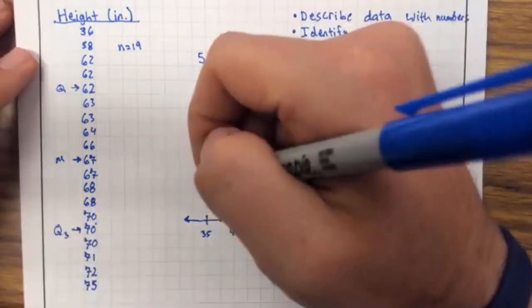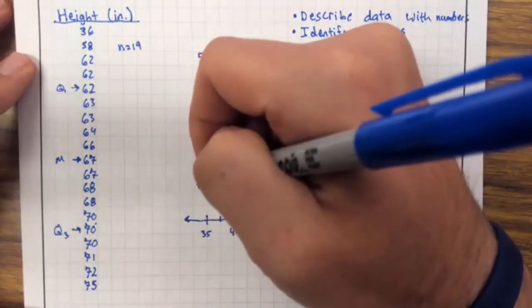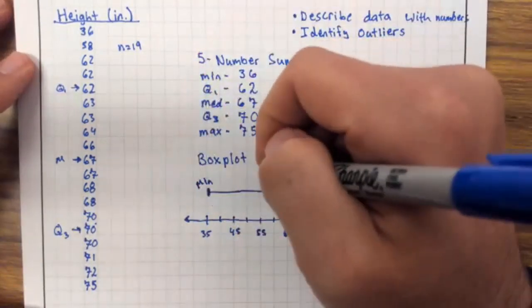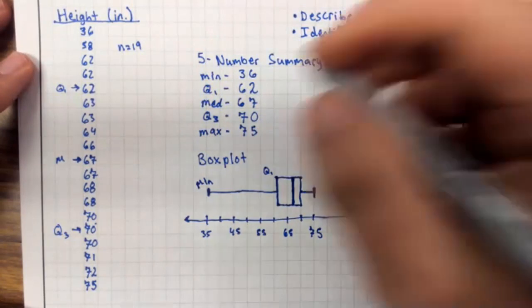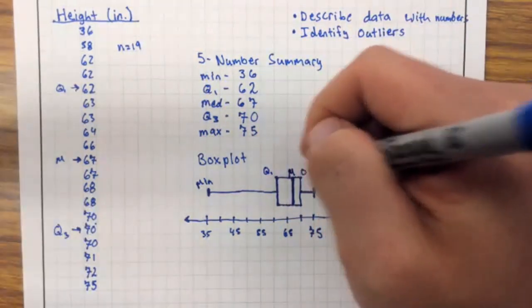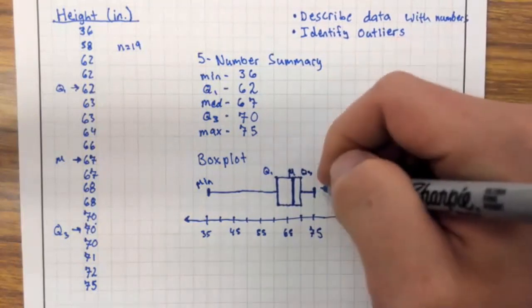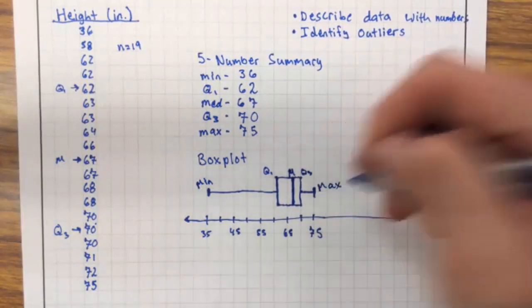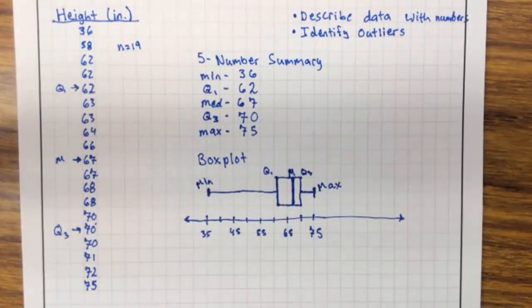Here I can label these things for you real quick. So we got the minimum. This value corresponds to quartile 1. This value corresponds to the median. The end of your box is quartile 3. And then again, this is the max. Okay, so we want to make another box plot that does not include the outlier.